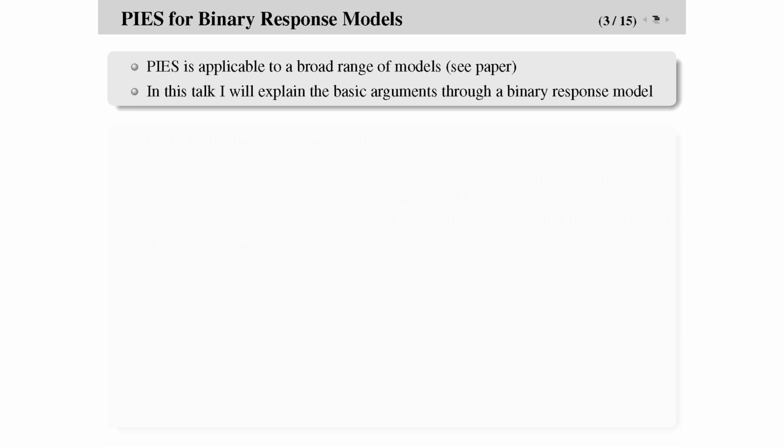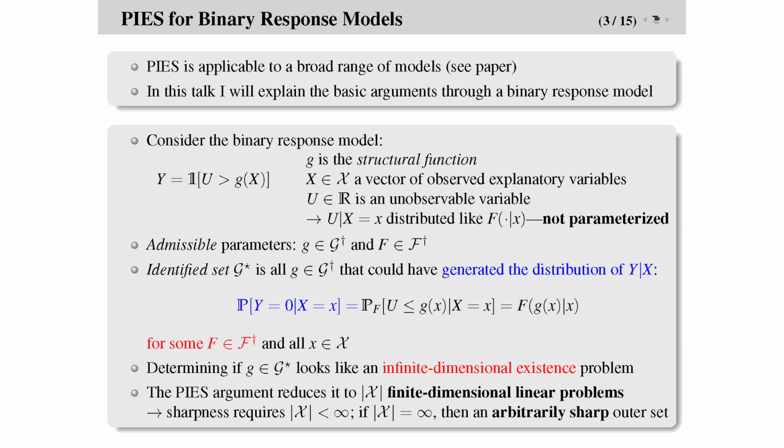So my notation for a binary response model: I have an outcome y that's binary. It's determined as 1 when some unobservable u is bigger than g of x. G is some function that we might parameterize. It might be a linear index function, something like that. X are observed explanatory variables. U is going to be distributed like F, conditional on x. Okay, so this F function is going to be an important part of what I'm talking about. It's the distribution function of u, conditional on x. And like I said, I'm going to focus on not parameterizing this function and seeing what we can still say about identification in this model.